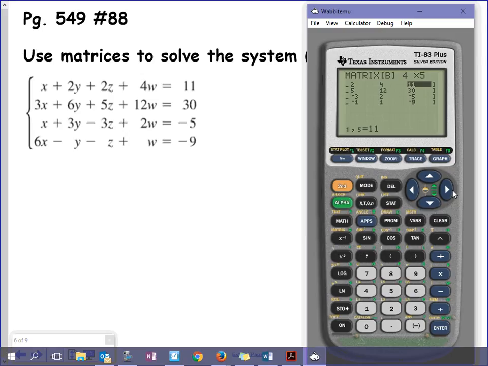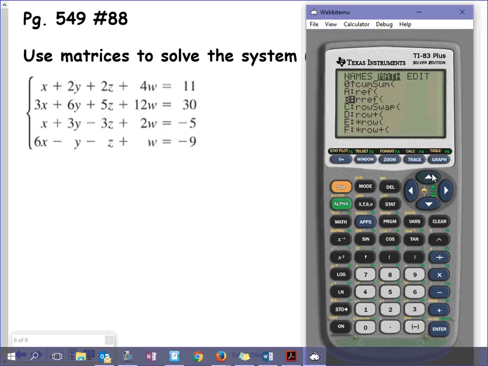Okay. So once I type those in, then I go back and do the same things I did before. I'm going to get out of here. I'm going to go to my matrix menu. I'm going to choose reduced row echelon form. And then I'm going to choose B. You might be choosing A.